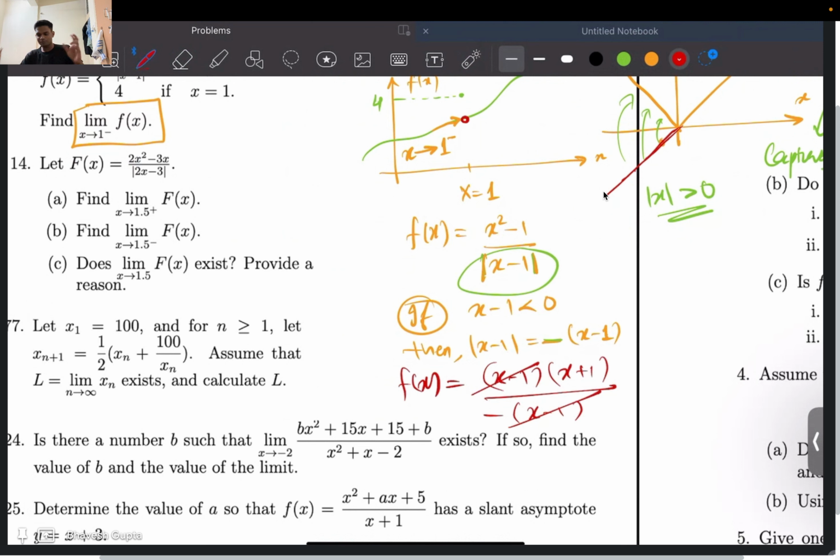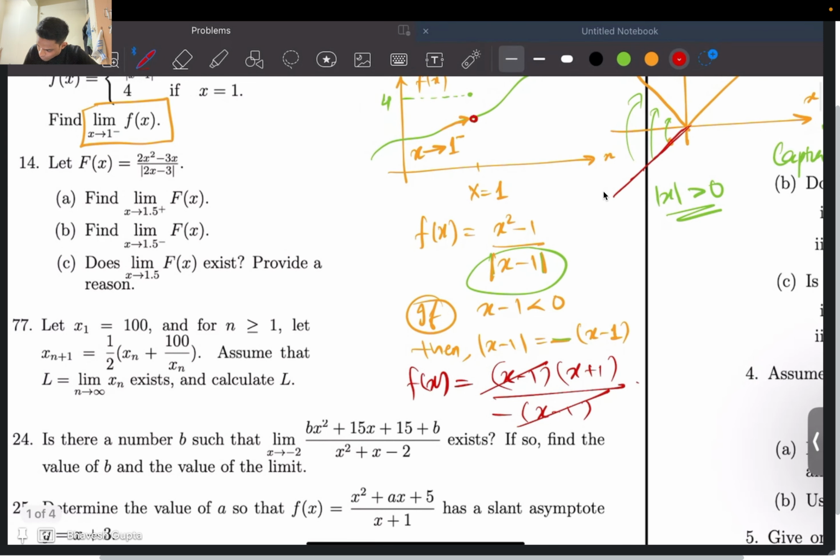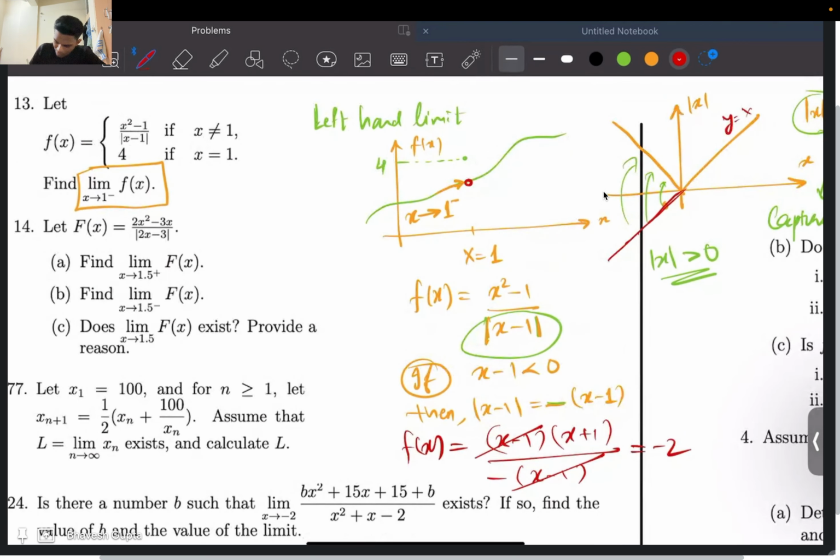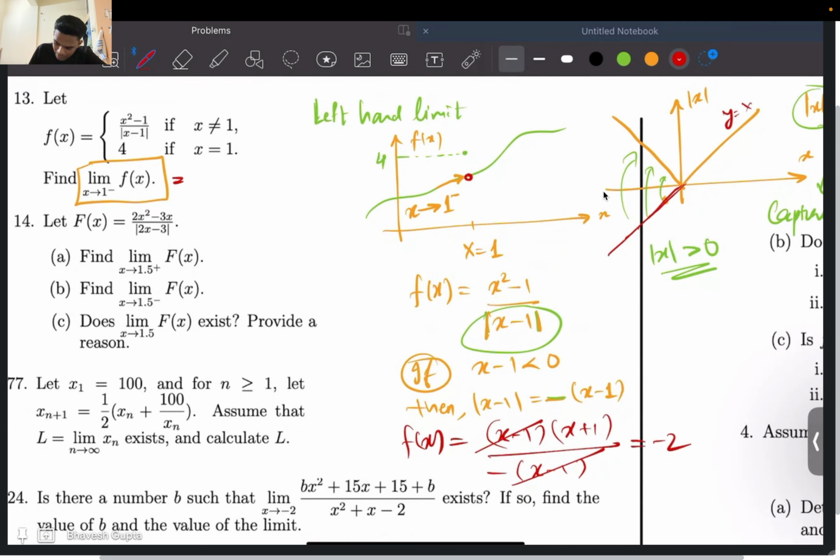This function was behaving like 0 by 0, right? But now we see that it's no longer a 0 by 0 form, because as we approach 1, the value of the function becomes minus 2. So what do we see here? We see that the value of this particular left hand limit turns out to be minus 2. But you can see the value defined in the formula over here is 4. So what do we see here? We see that in this case my f of 1 is not equal to the left hand limit.